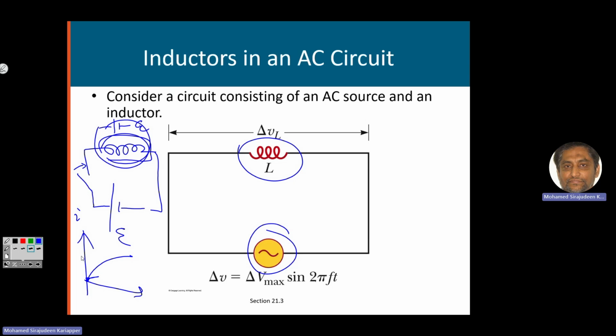Now see what happened. Who is ahead now? The voltage is ahead. When you close the switch, immediately there will be a potential difference.